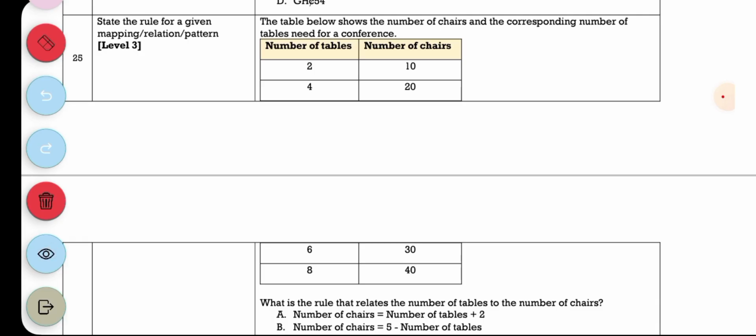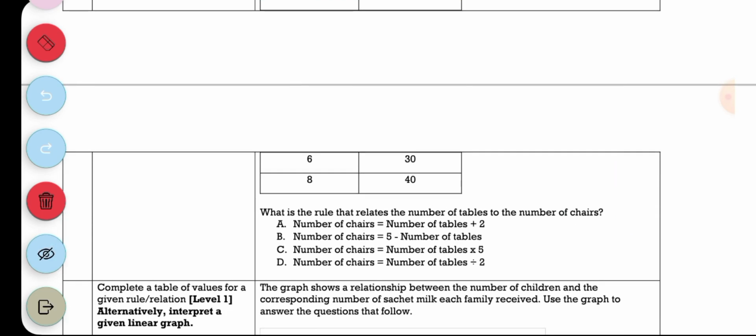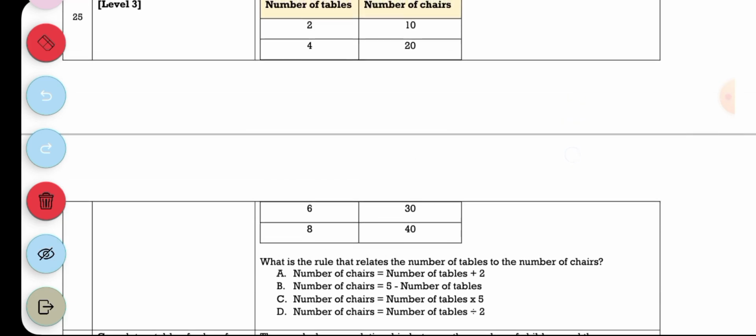So the question here says the table below shows the number of chairs and the corresponding number of tables needed for a conference. It says, what is the rule that relates the number of tables to the number of chairs? We have 2, we have 10, we have 4, we have 20, we have 6, we have 30, we have 8, we have 40. You see that you keep multiplying by 5. So number of chairs equals number of tables times 5. So the answer to this is C.